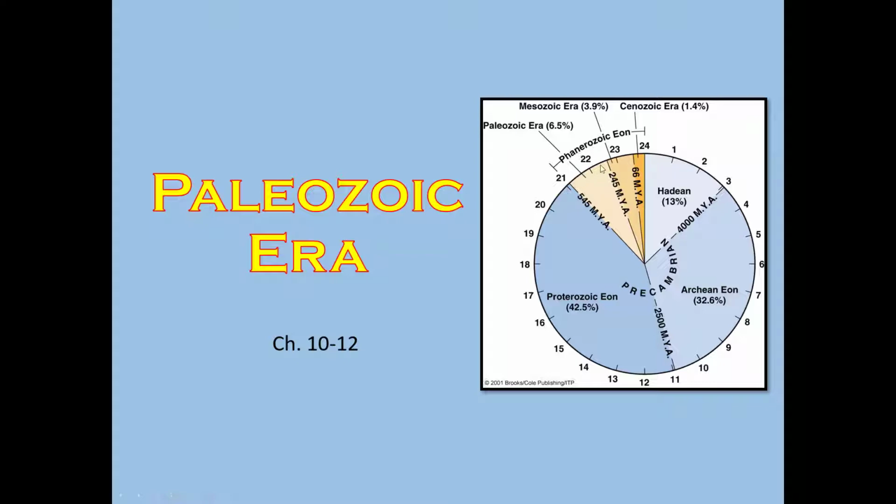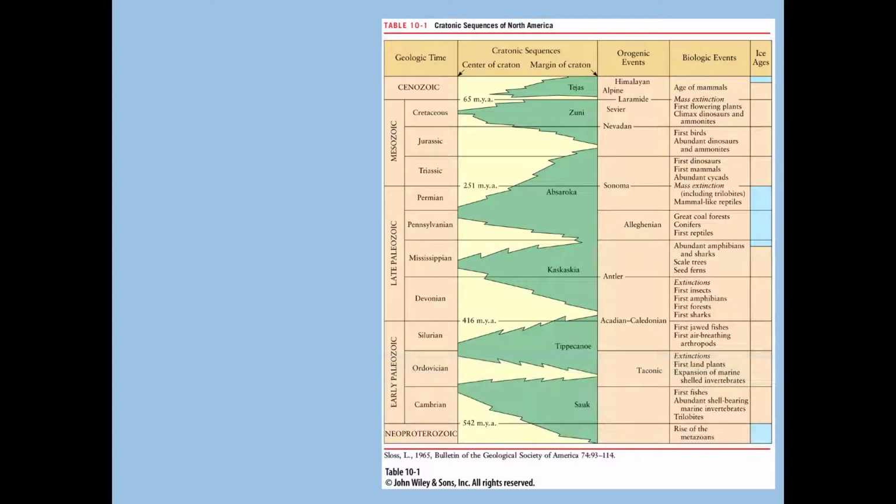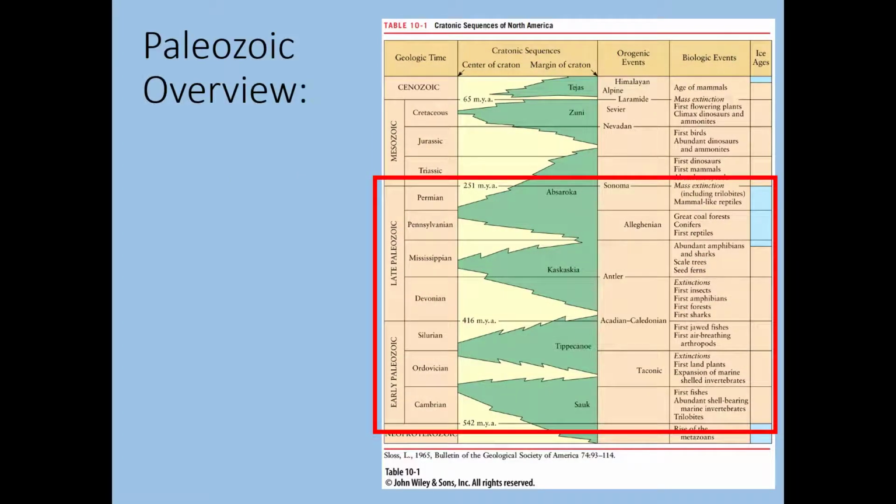And the first era in the majority of the Phanerozoic Eon is comprised of the Paleozoic era, which is 6.5% of all of Earth's history, and is covered in chapters 10 through 12 of your book. The other thing I want to talk about is just an overview of the Paleozoic so we can see where we're going.